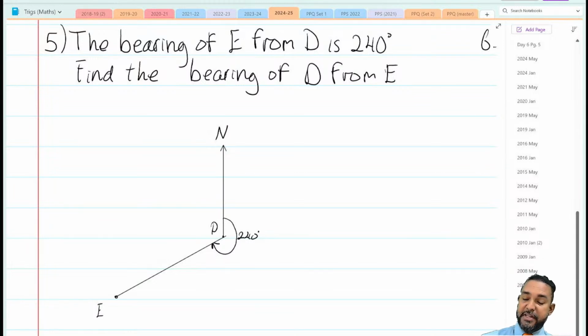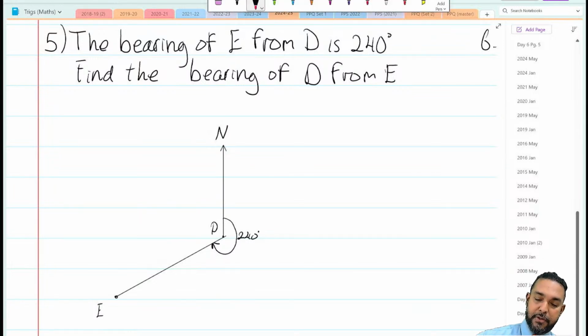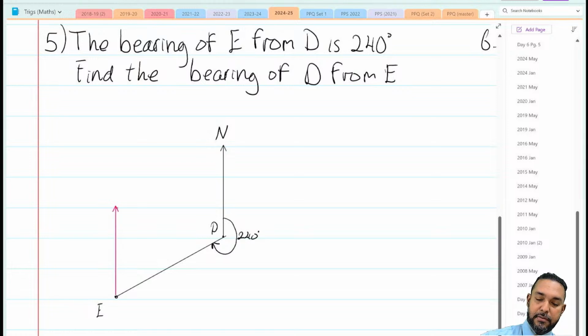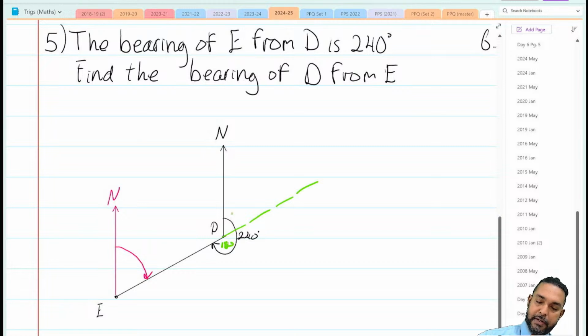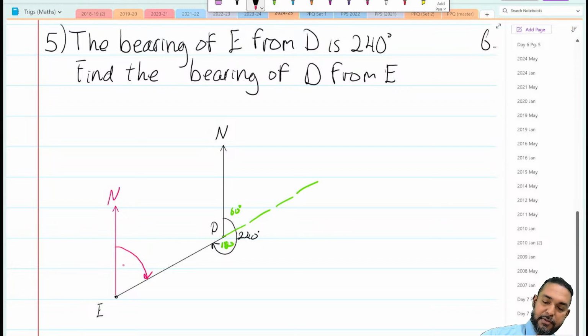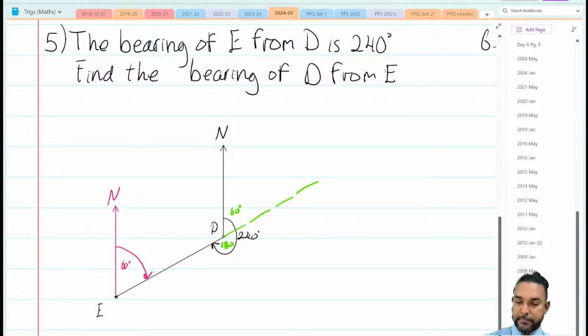And they want the bearing of D from E. So what do we do? We put a north line at E. We show the angle that they want us to find, and then we, of course, extend this line back, cutting that angle into a 180 section down here, and then this will have to be 60 degrees here, which means that this angle here is also 60 degrees. So bearing of D from E is 60 degrees.